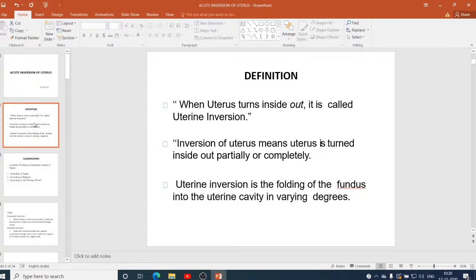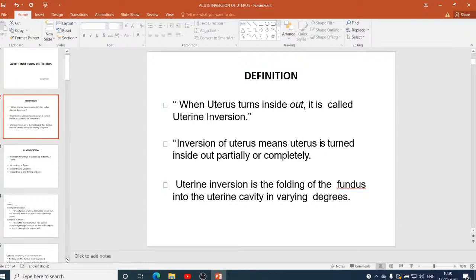Coming to its definition, it is when the uterus turns inside out. It's called uterine inversion, and the inversion of the uterus may be partial or complete. Uterine inversion is the folding of the fundus into the uterine cavity, and it is usually of varying degrees.